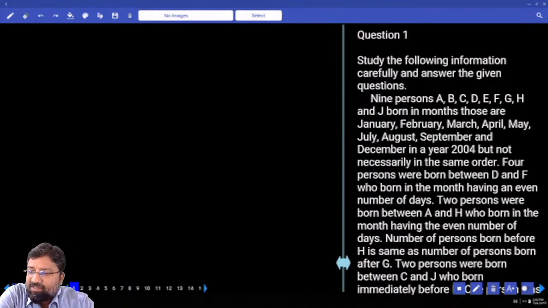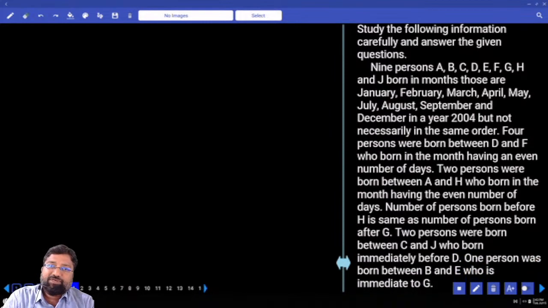Let's see this first. 9 persons A, B, C, D, F, G, H, E and J were born in 9 months. Those are Jan, Feb, March, April, May, July, August, September and December in the year 2004, but not necessarily in the same order. What is the year mentioned to us? 2004. 2004 is a leap year, and you have February given in this question here. So that February will have how many days? 29 days.